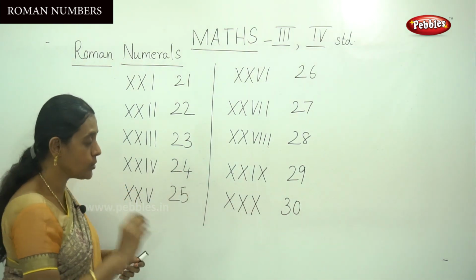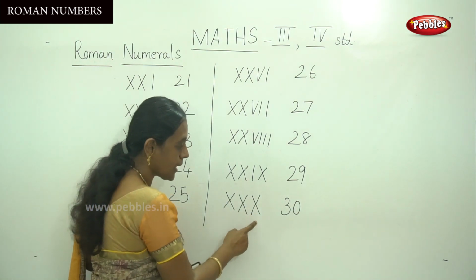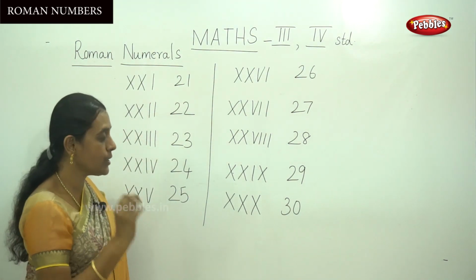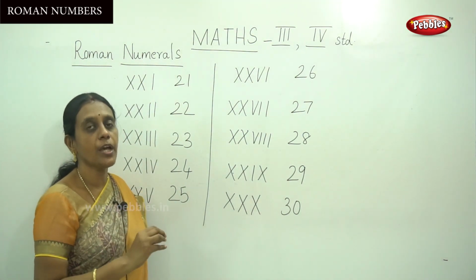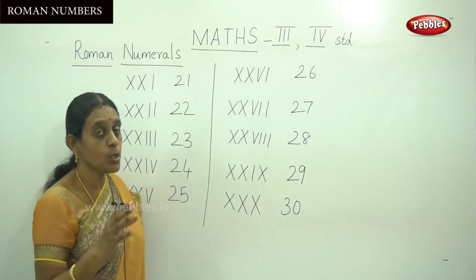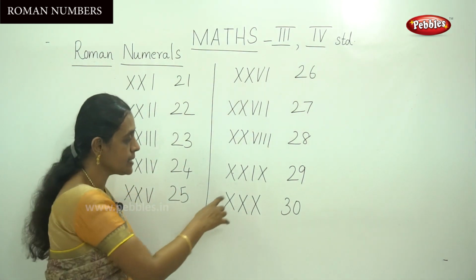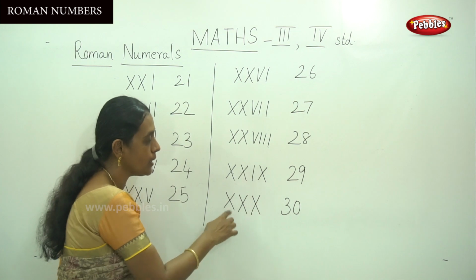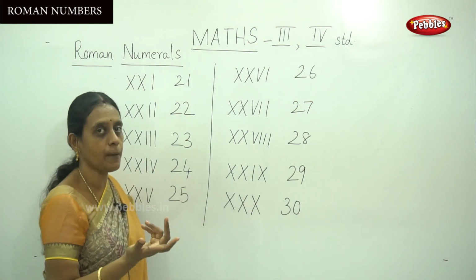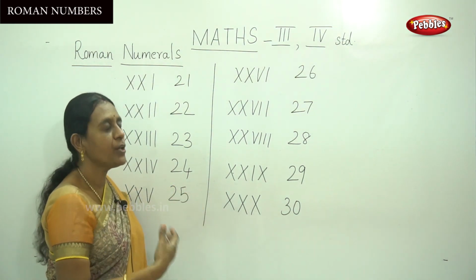We can use each symbol only thrice. The symbol X for 10 can be used only 3 times; you cannot use it more than 3 times. Suppose you want to write 30 plus 10, that is 40. 40 should be changed into another symbol. Do you understand? When I write 31 to 40, you will understand.